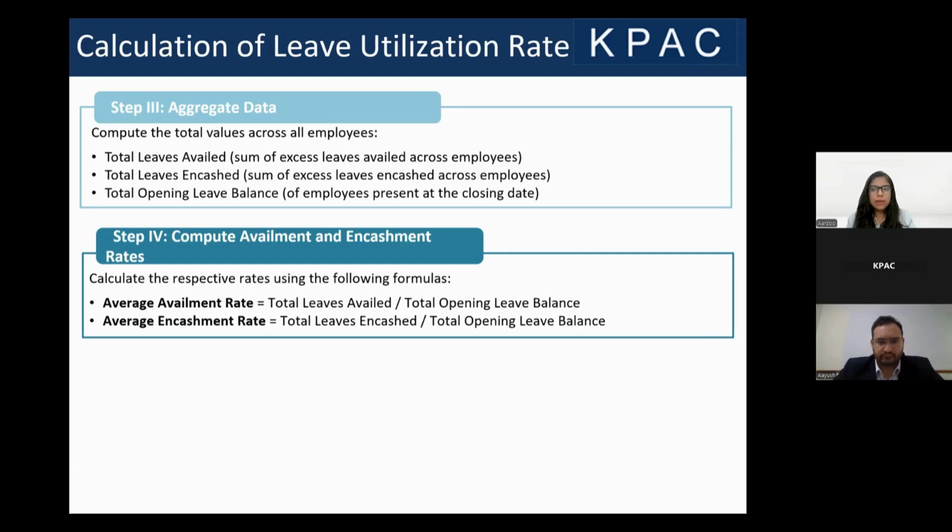Finally, we move on to our last step, where we compute the 2 key rates that summarize leave utilization at the organization level. You can see on the screen, average availment rate is calculated by considering total leaves availed, dividing that by total opening leave balance. And the average encashment rate is calculated as total leaves encashed divided by total opening leave balance. Now, these rates provide a quick snapshot of how employees are utilizing their leaves entitlement, whether they are using their leaves, they are encashing them, or just leaving them unused.